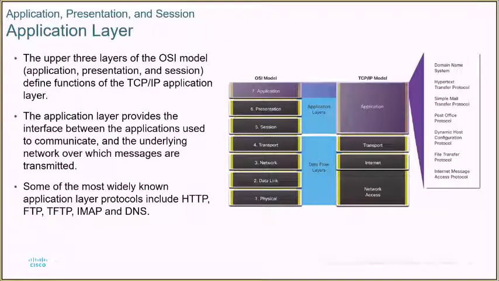Okay, so as I said, the top three layers of the OSI model are equivalent to the application layer of the TCP/IP model. And so, of course, the application layer provides the interface between the applications used to communicate and the underlying network through which messages are transmitted. Some of the most widely known application layer protocols include HTTP, FTP, TFTP, IMAP, and DNS. And so they do web, file transfer, email, and of course, name resolution.